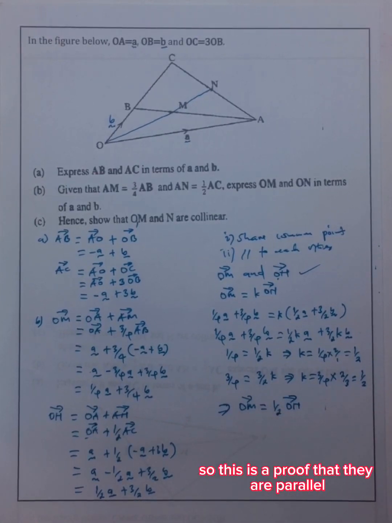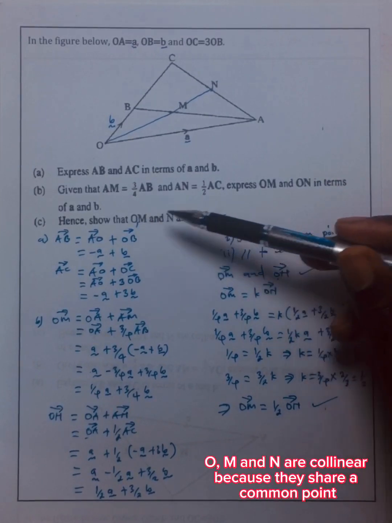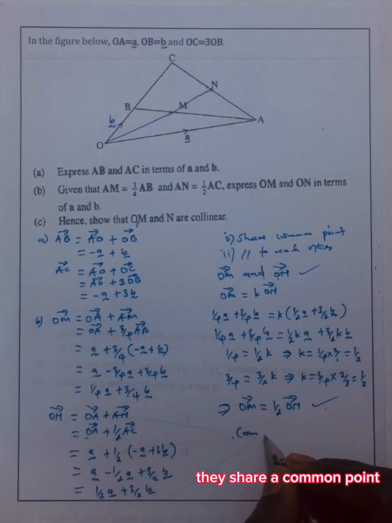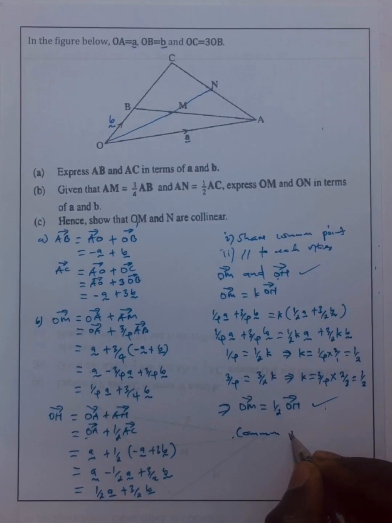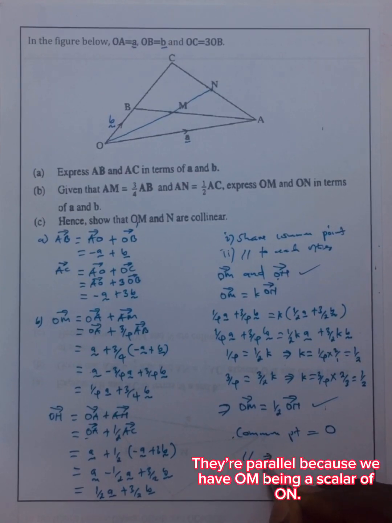So this is a proof that they are parallel. It means the 3 points O, M, and N are collinear because they share a common point, which is O, and they are parallel to each other. They are parallel because we have OM being a scalar of ON.